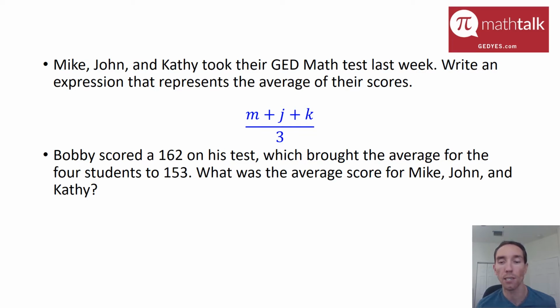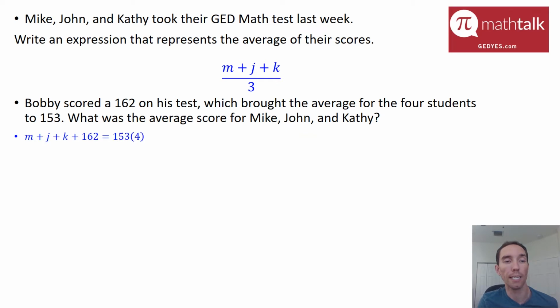So what we want to think about is what would we do to figure out the average of the 4 of them? Well, we would add up all 4 scores and then divide by 4. And so if we were to add up all the 4 scores, it should really equal a total of 153 times 4, because on average, each of the 4 of them are scoring 153. So there's basically 4 different 153s, okay? And so if I do that, what it looks like is I have Mike and John and Kathy plus Bobby's score of 162 is going to get me 4 times that 153 average.